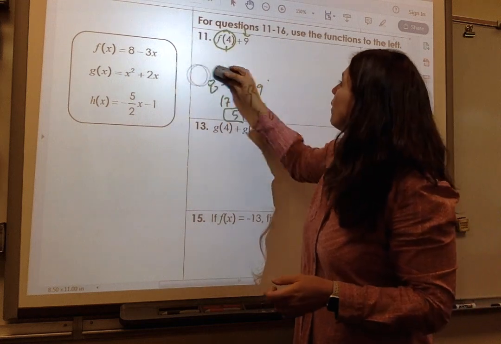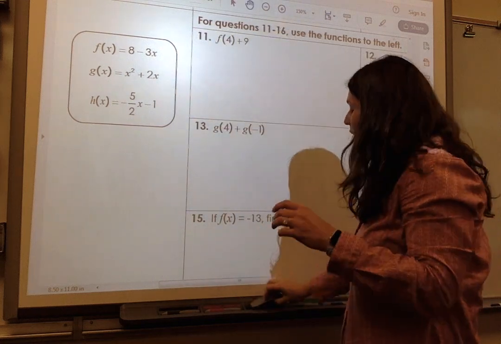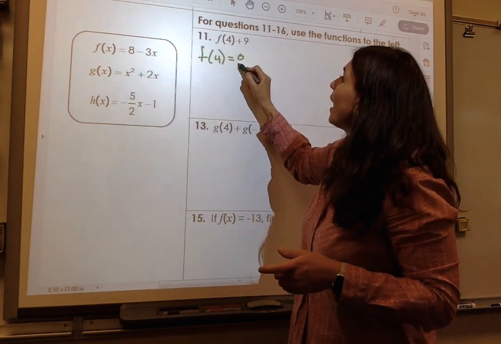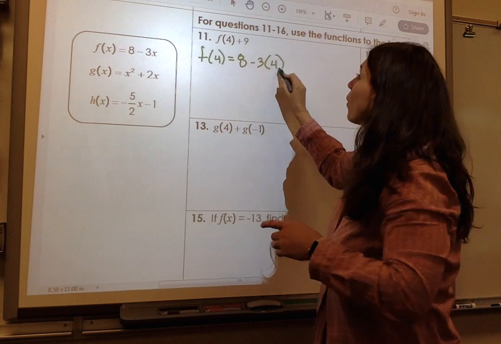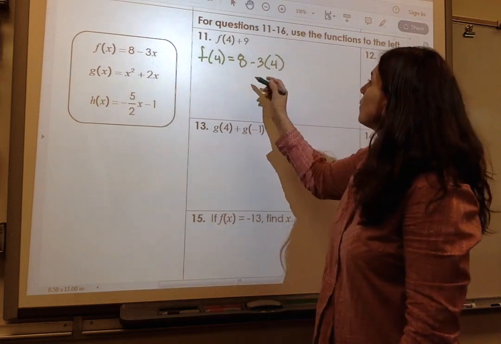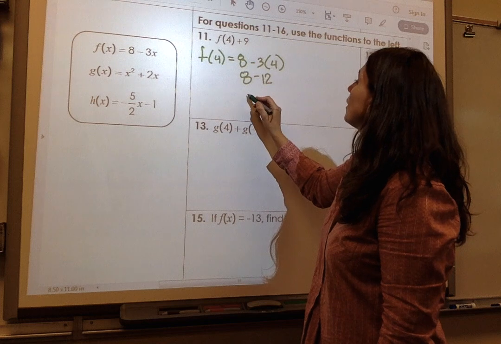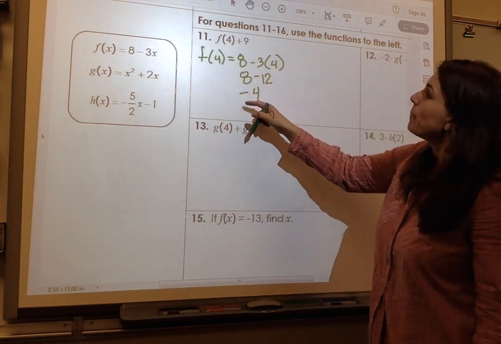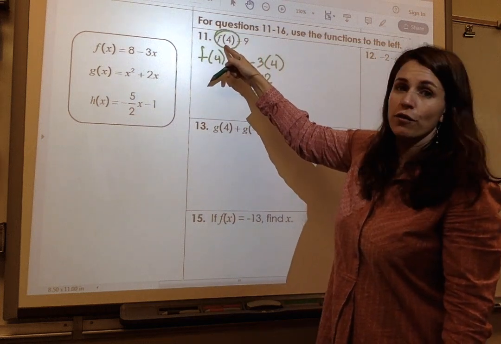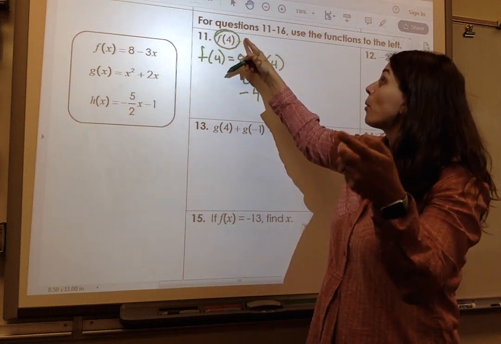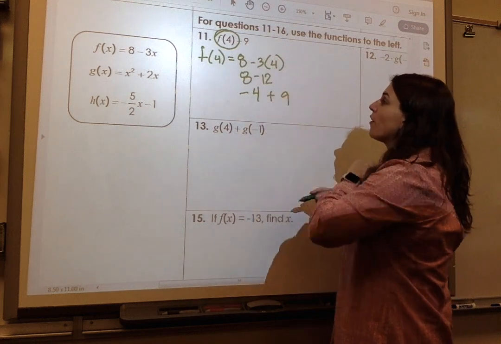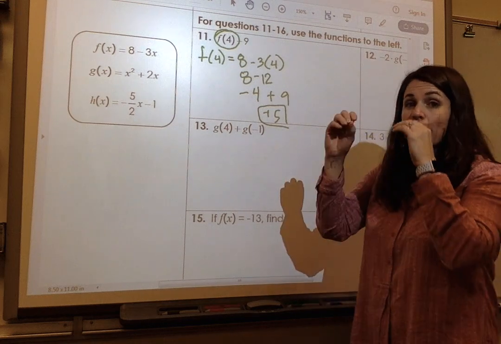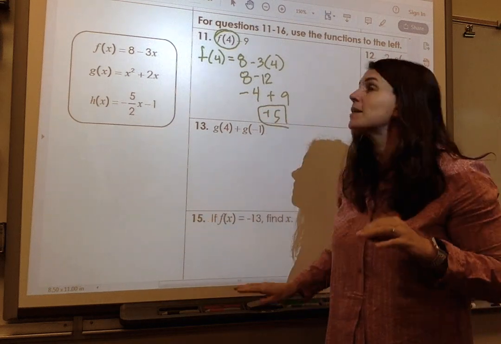But if you want to evaluate it like we have been doing, when my input is 4 for my function, I get 8 minus 3 times 4. That's the way we're doing it up above. And so when you get that, you get 8 minus 12, and 8 minus 12 is negative 4. Okay? So now I have evaluated my function at 4, but the question is saying f of 4 plus 9. So I can't forget to tack on that plus 9, and I still get positive 5 as my answer here. Okay, so you're evaluating a couple different things at the same time.